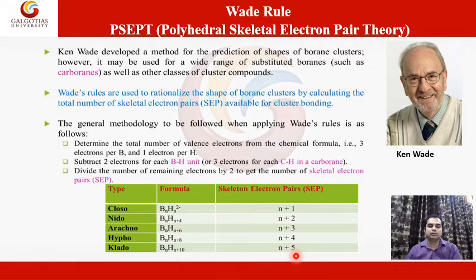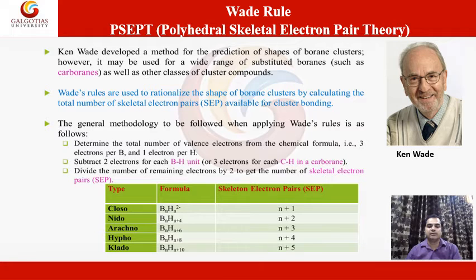Suppose we have a closo structure, that is, the formula is BnHn 2 minus, and we have skeleton electron pairs, that is SEP, equal to n plus 1, then that cluster will be in the category of closo class. Similarly, for the nido class, that is BnHn plus 4, if we get the value n plus 2 SEP, then that will come into the category of nido class. If we have the general formula BnHn plus 6 and we get n plus 3 SEP, then we can say that it comes under the class of arachno.